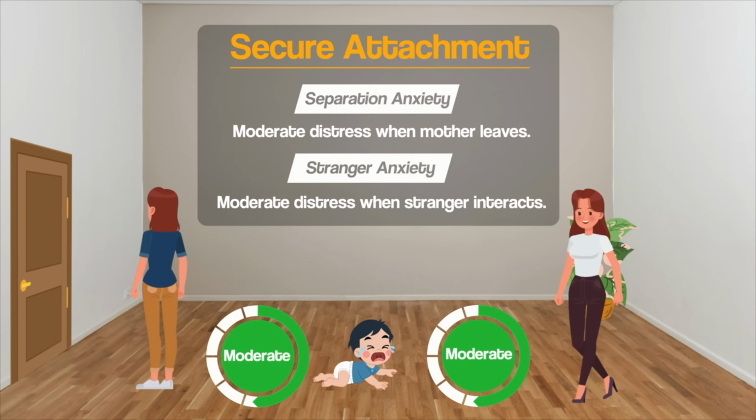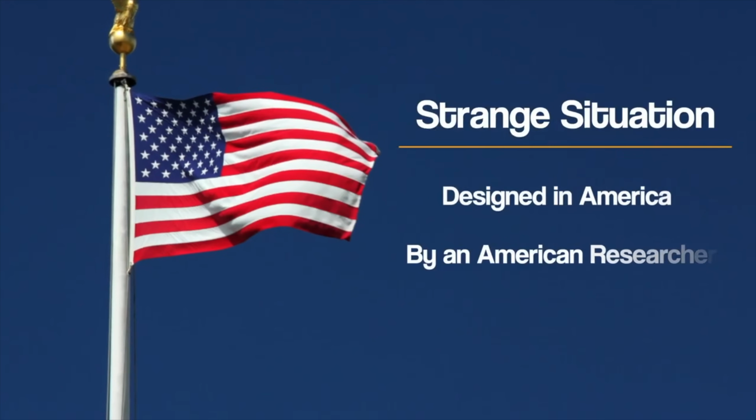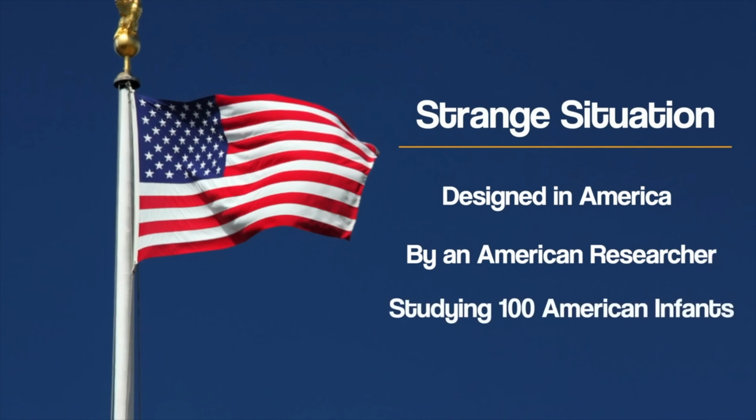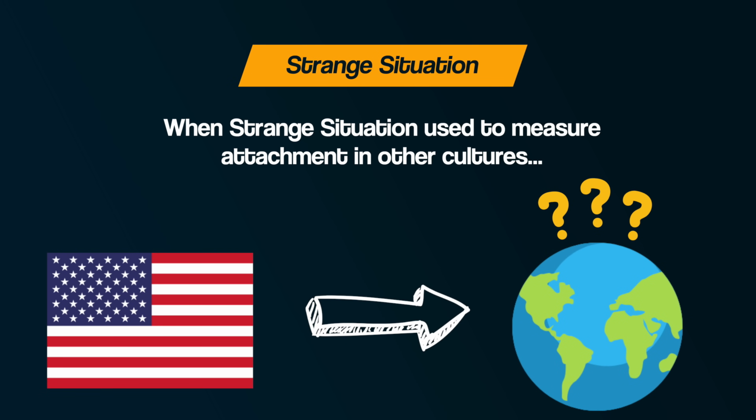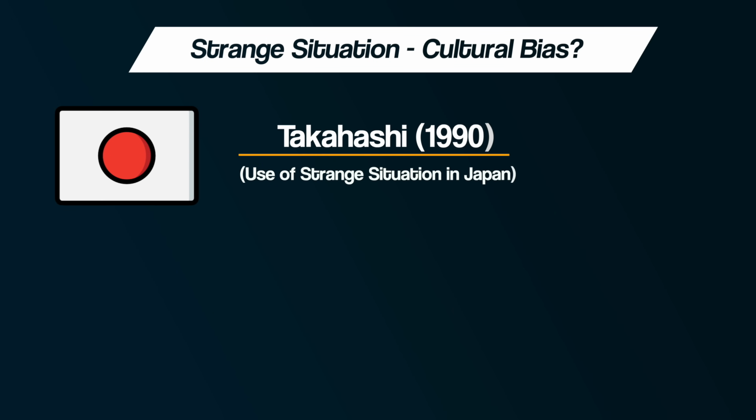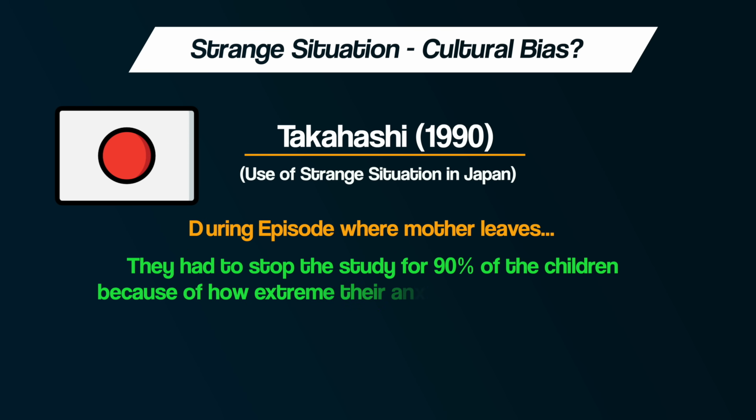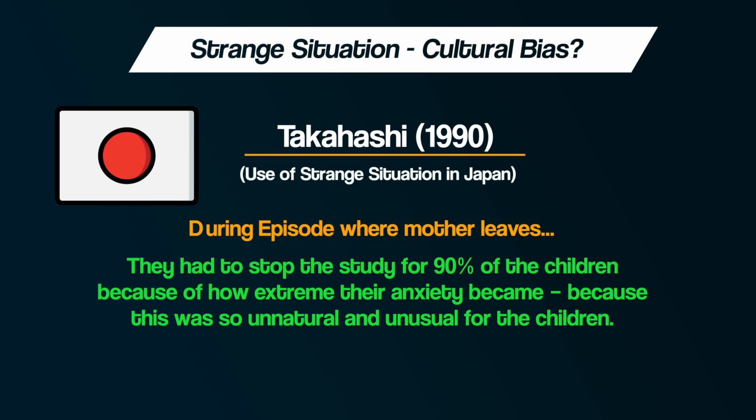However, this assumption about attachment is based on one culture. The study was created by a researcher based in America using American participants. As a result, when the strange situation as a measurement of attachment is used to study attachment in different cultures, it can potentially lead to bias. For example, you may remember the study of Takahashi in 1990 that found that during the episode of the strange situation where the mother leaves so that the baby's left on their own, they had to stop the study for 90% of the children because of how extreme their anxiety became, because this was so unnatural and unusual for the children.